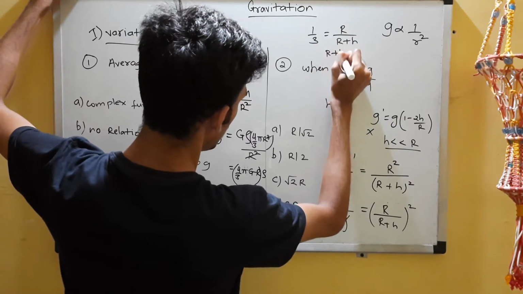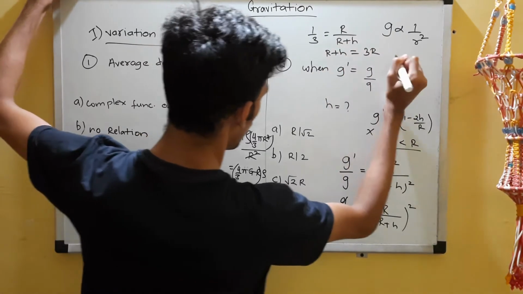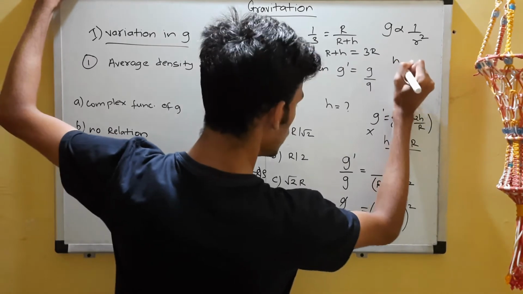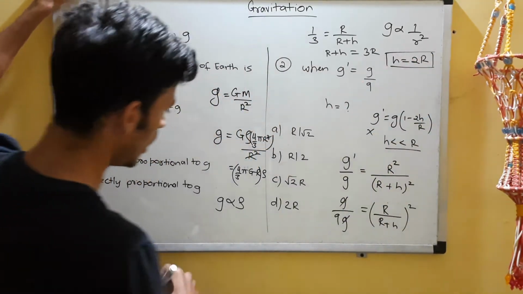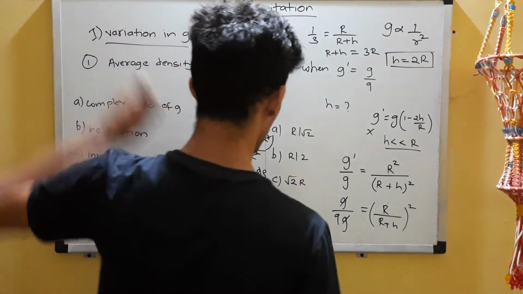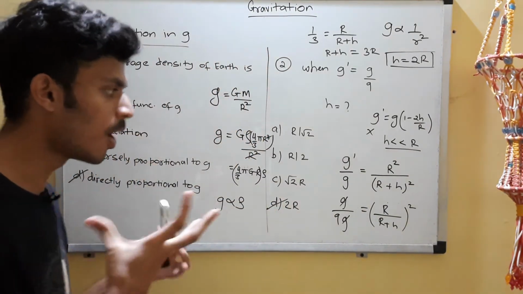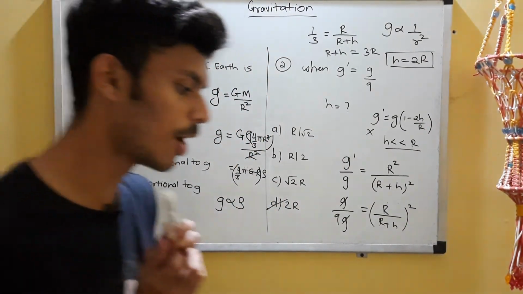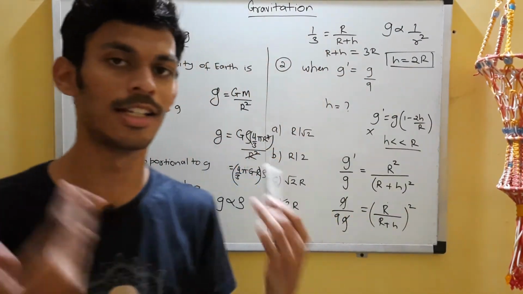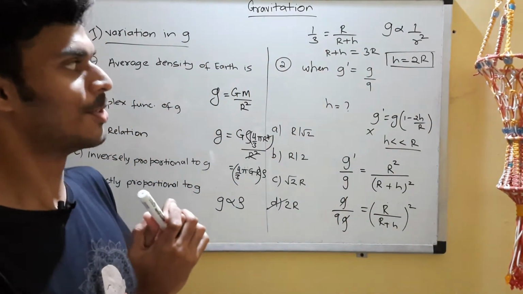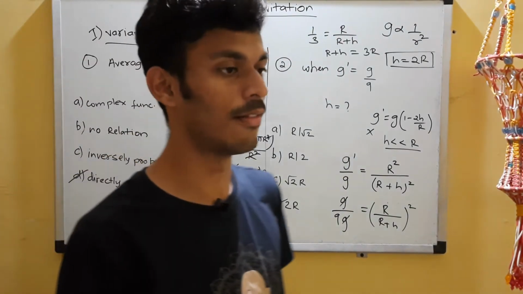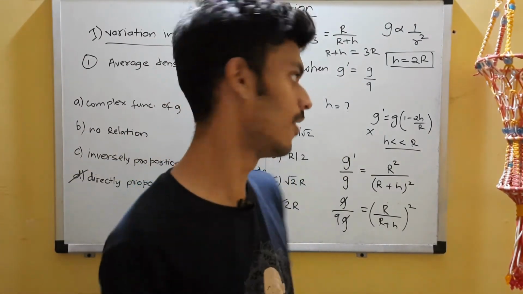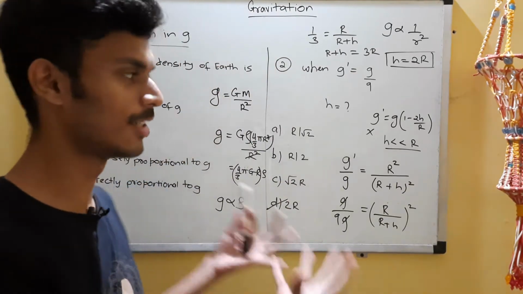So r plus h is 3 times r, or h is equal to 2r. So this is nothing but your answer, right? So the height is 2r. So at a height of 2r from the surface of the earth, of course height is measured from the surface, so yes, at a height of 2r, the acceleration due to gravity will become 1/9 of its initial value. Okay, yeah, so that is the solution.